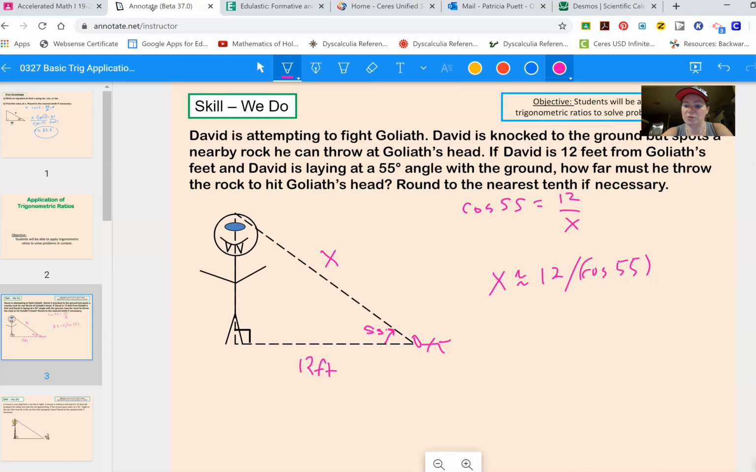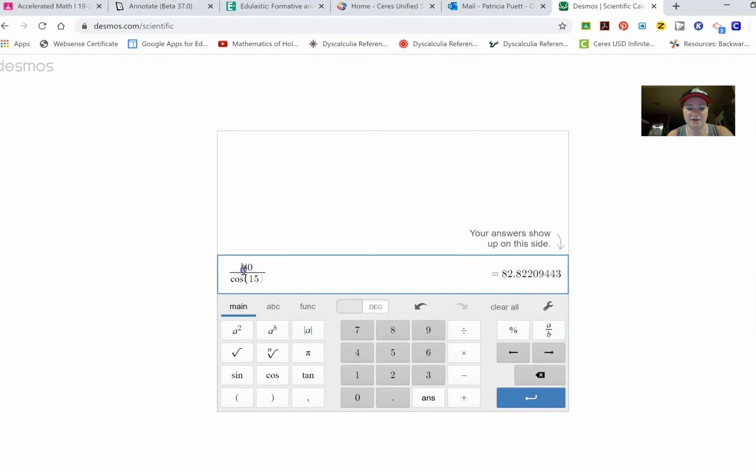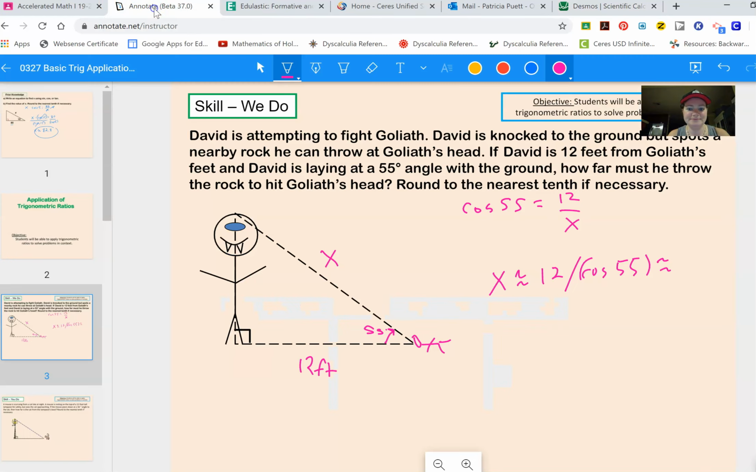If you need to show all the work, you can, but because we've had so much practice with this, you probably shouldn't. So if I do 12 divided by the cosine of 55, I can just edit this. Okay, I have 20.9, and we are working with feet.